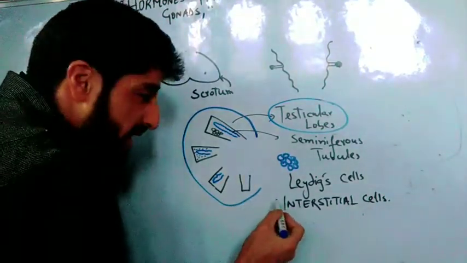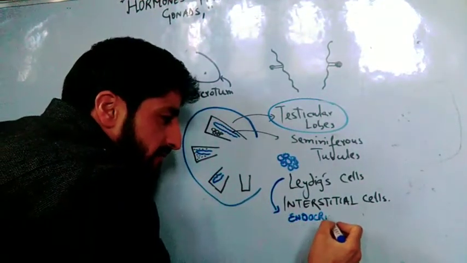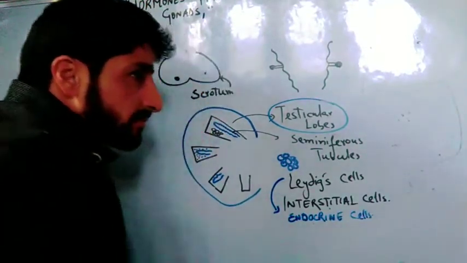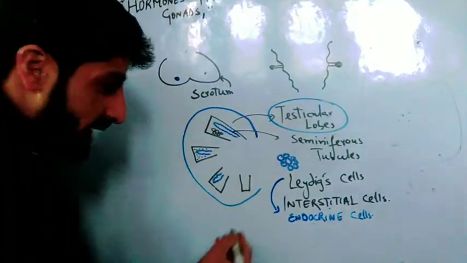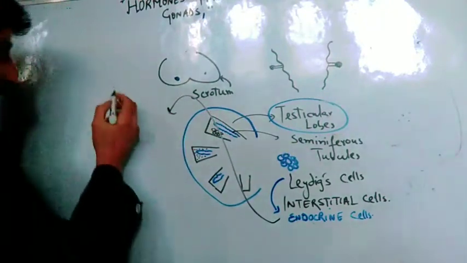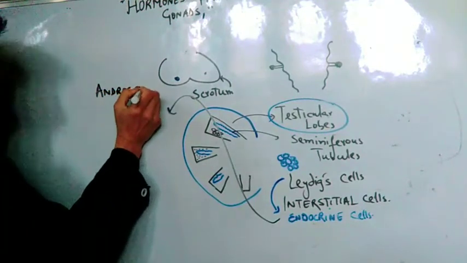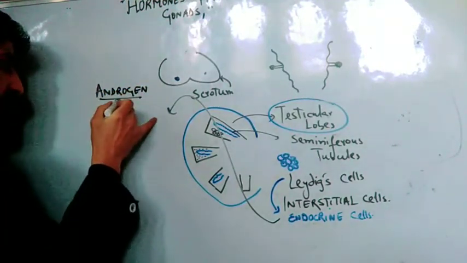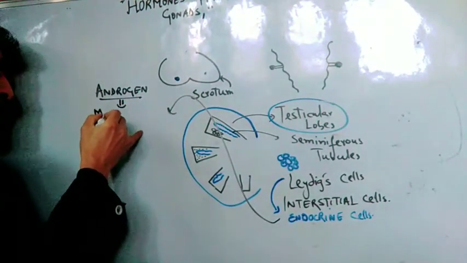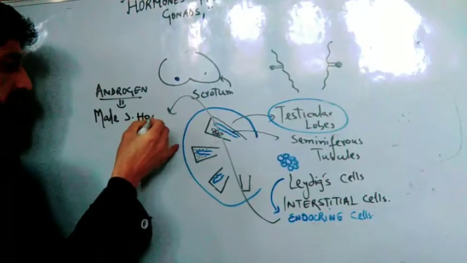So these Leydig cells are actually the endocrine cells present in male testicles. And these endocrine cells are responsible for production of androgens. When I say the term androgen, it's a term related to male sex hormones. Androgen is a term given to male sex hormones.